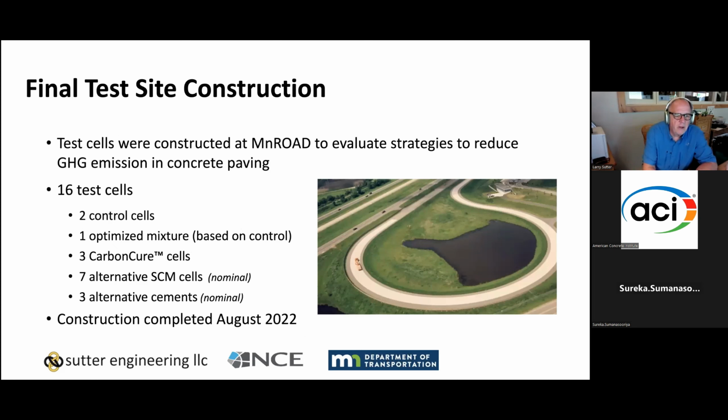So in the end, we ended up with 16 test cells. Two of them are control cells, which I'll talk about in a moment. One was an optimized mixture based on the control mixture. We had 3 cells testing the carbon cure technology, 8 cells looking at various types of SCMs, and 2 that were looking at alternative cements.